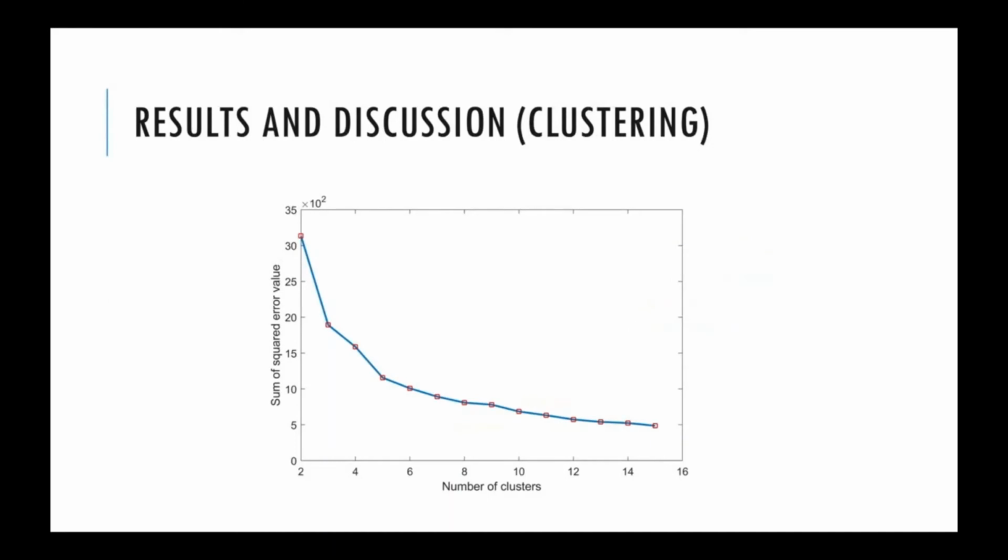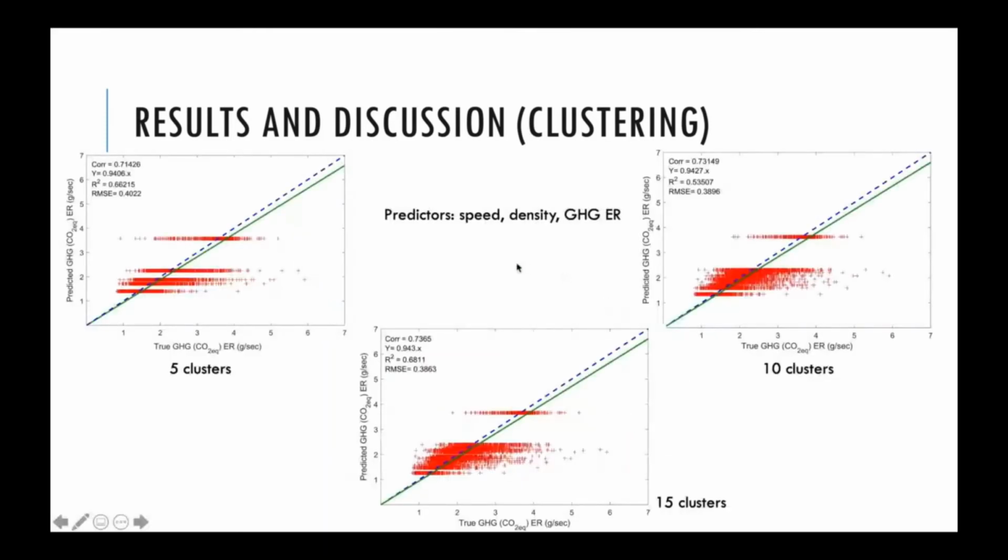Moving to the second model, which is clustering. The first thing we did was define the optimal number of clusters. According to this figure, which is the elbow method using the sum of squared error value, we investigated up to 15 clusters. 5 clusters is supposed to be the optimal. However, we chose to investigate the impact of employing 10 and 15 clusters to improve the prediction performance.